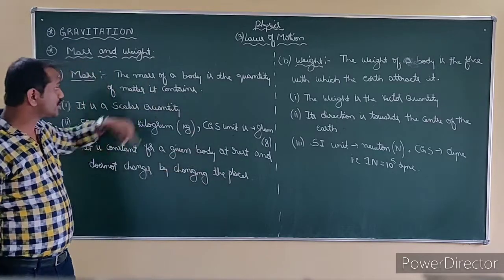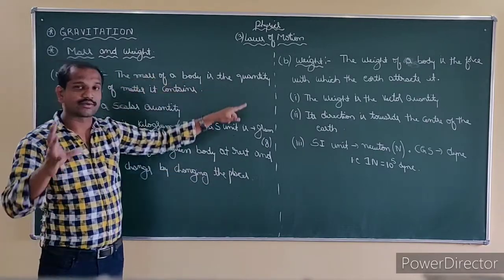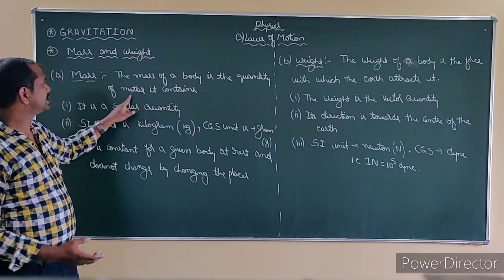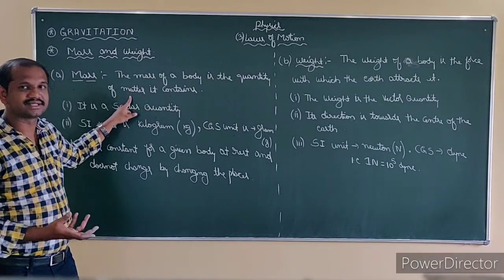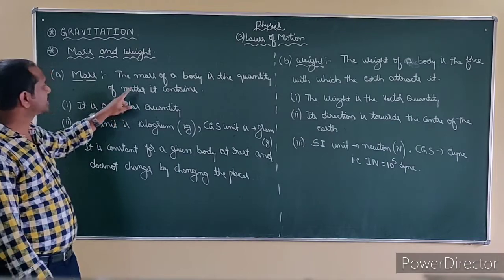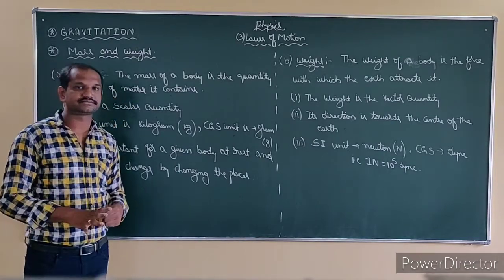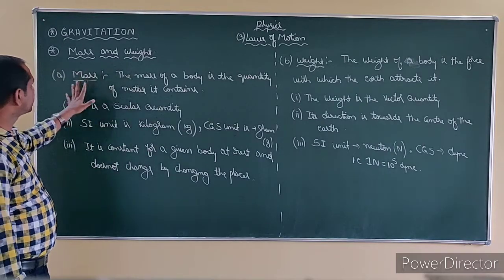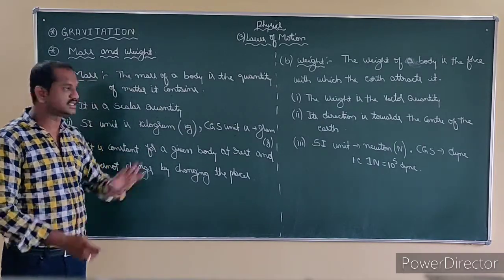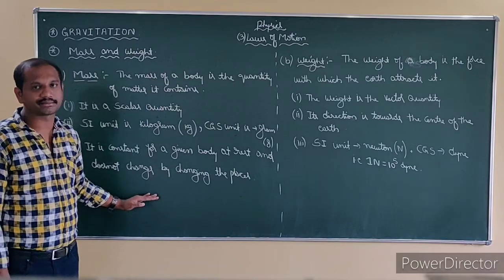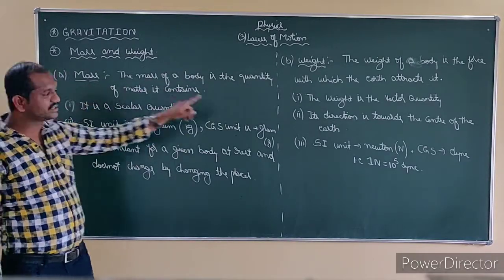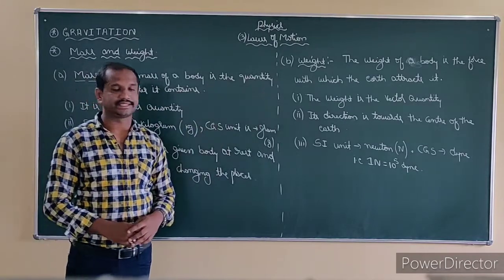Remember this. So what do you mean by mass? Mass of the body is the quantity of matter it contains. What is matter? Matter is that which has mass. We have studied, right? This is a quick recap of what you mean by mass. These are the important points you need to remember regarding mass. Now when we study weight, you will understand the difference between mass and weight.